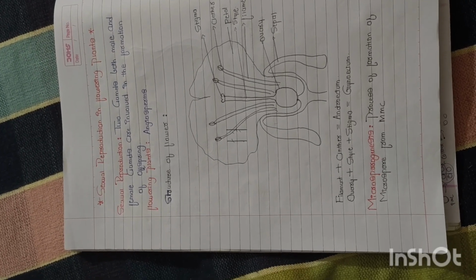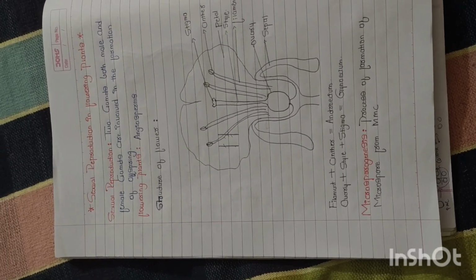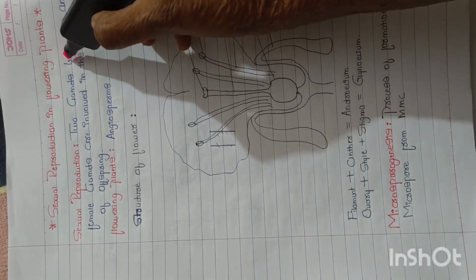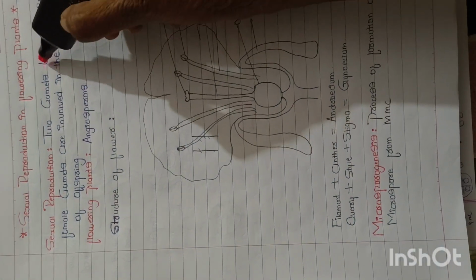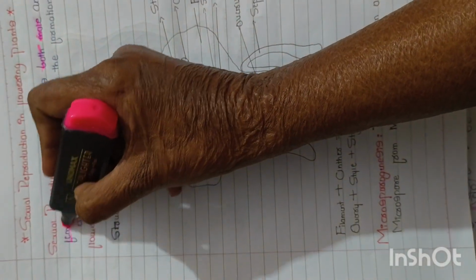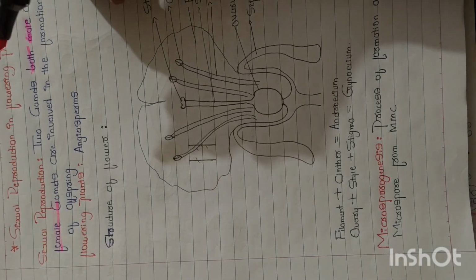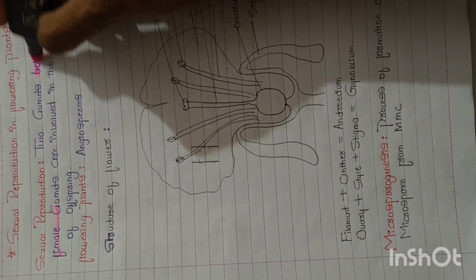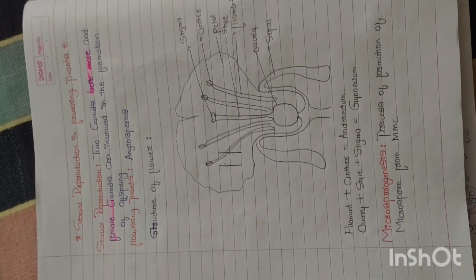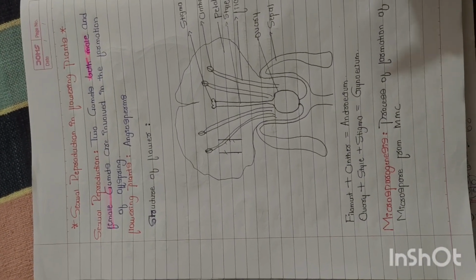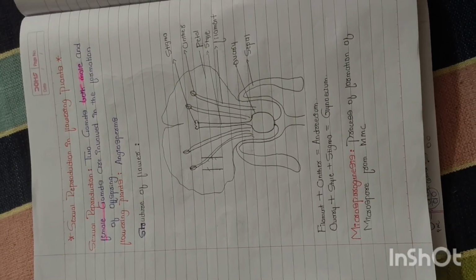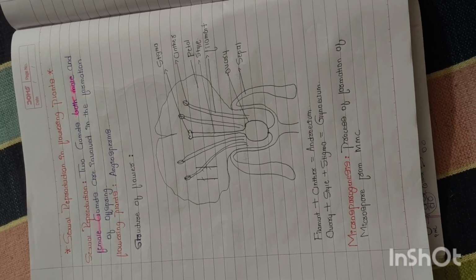Then what is meant by sexual reproduction? Sexual reproduction is nothing but the involvement of two gametes. Both male and female gametes are involved in the formation of an offspring, which is called sexual reproduction. Flowering plants, as you people know, are angiosperms.